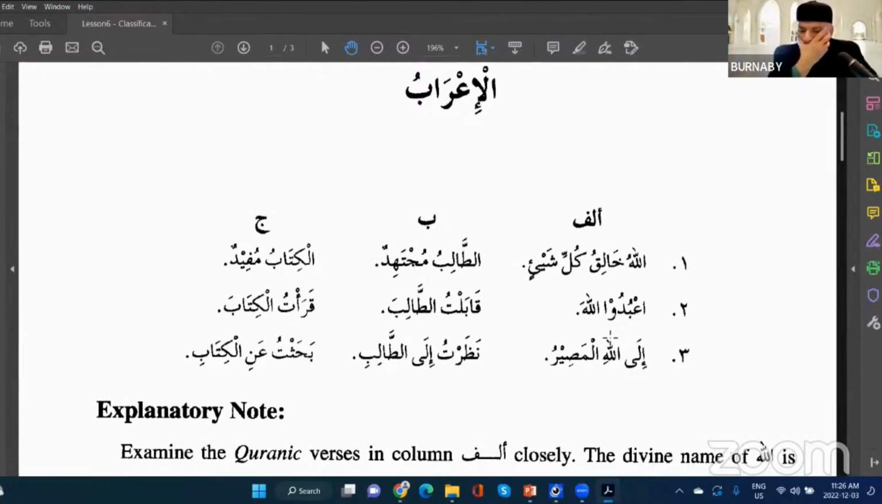Okay, look at the talibu in the third row. At-talibi, is it nasab, rafa, or jar? Jar, because ila comes before it and it has a kasra at the end. Good. Now look at al-kitabu in the third row, al-kitabi. What is its status? Jar. You guys now clear about how you can determine the status? Simple steps: look at the number of the noun, and then look at the last letter. Dhamma gives me rafa, fatha gives me nasab, and kasra gives me jar.